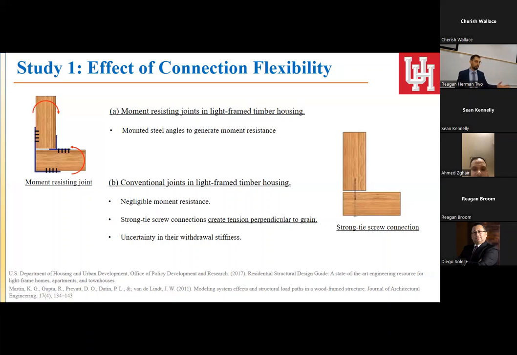So the first one, as moment resisting joints, we assumed monolithic behavior, like full diaphragm behavior. And the second one was just pin connections. No moment resisting capacity was introduced. The reason we did that is because we feel uncertain of adding what's called withdrawal stiffness into the strong tie screw connections, because not many studies have been done on this type of houses.